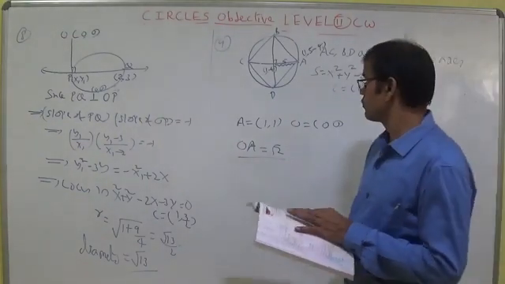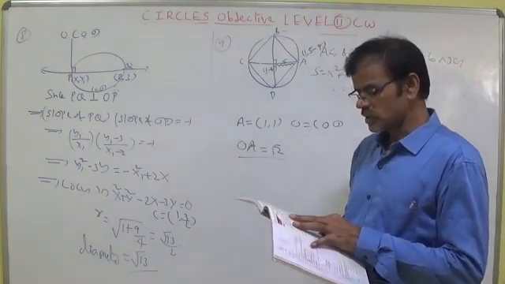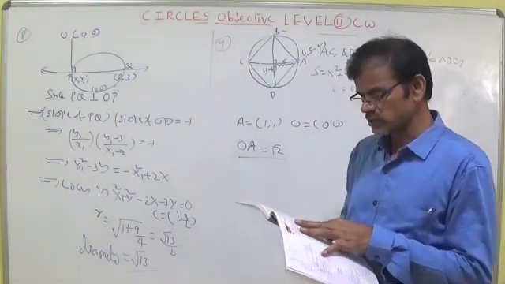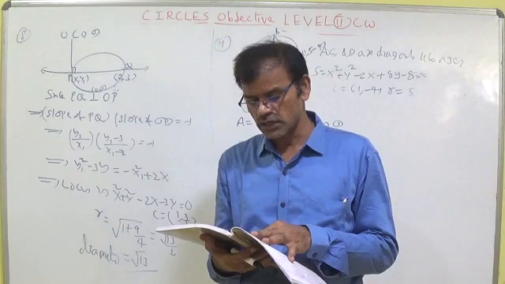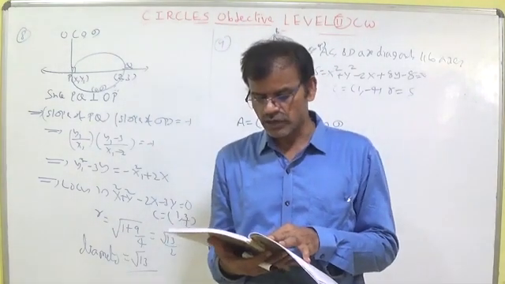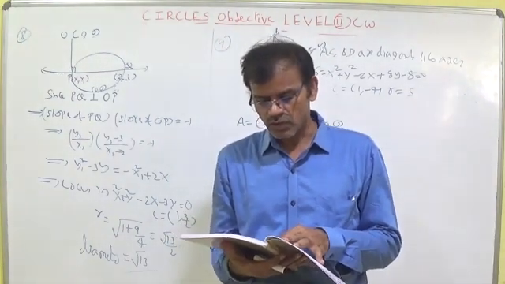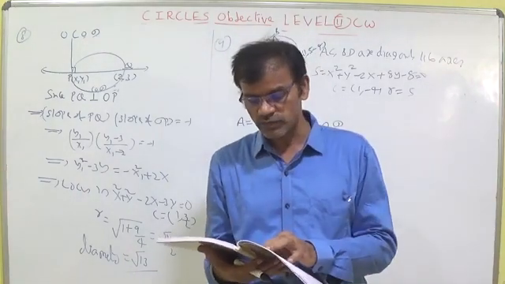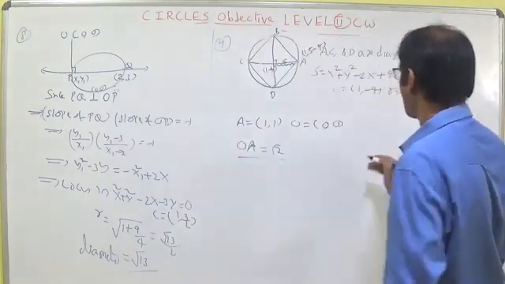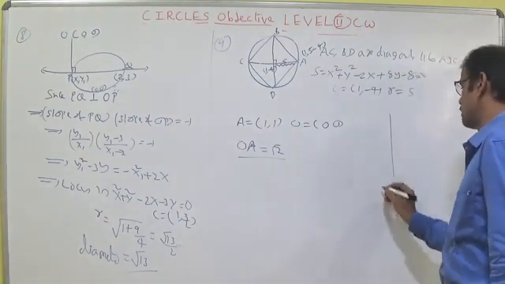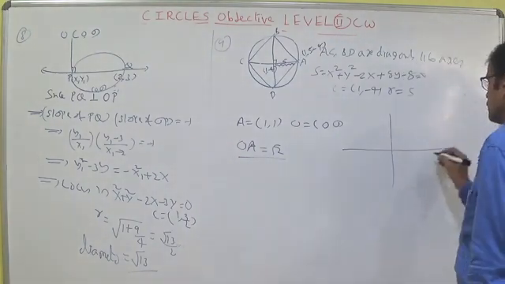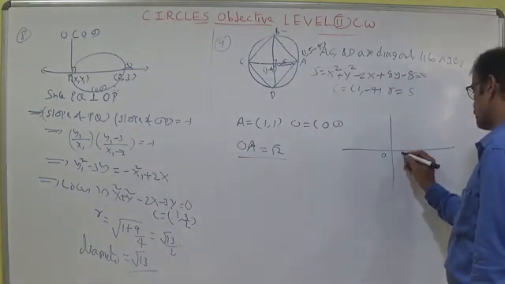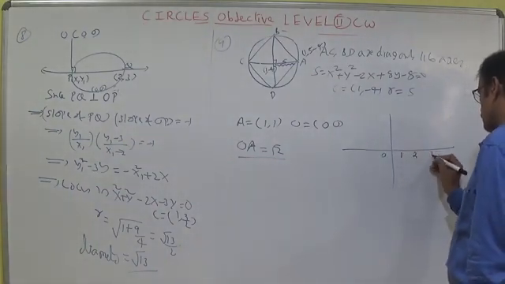A square is inscribed in the circle x square plus y square minus 2x plus 8y minus 8 equal to 0, whose diagonals are parallel to axis, and a vertex in first quadrant is A. Whatever the vertex is there, it is in the first quadrant. You should try to understand that. If you draw a diagram like this, it will be clear. Put here (0, 0), 1, 2, 3, 4.